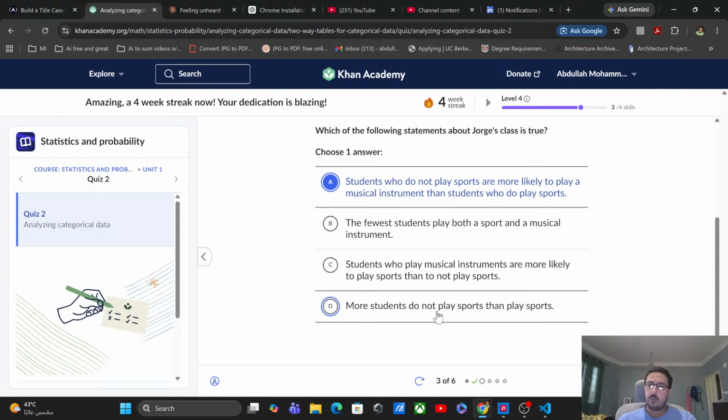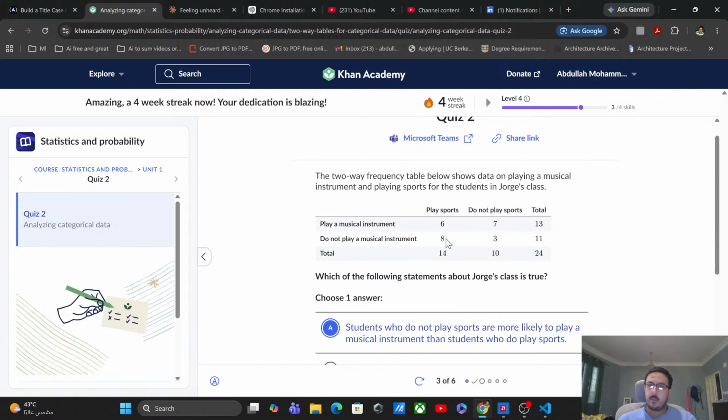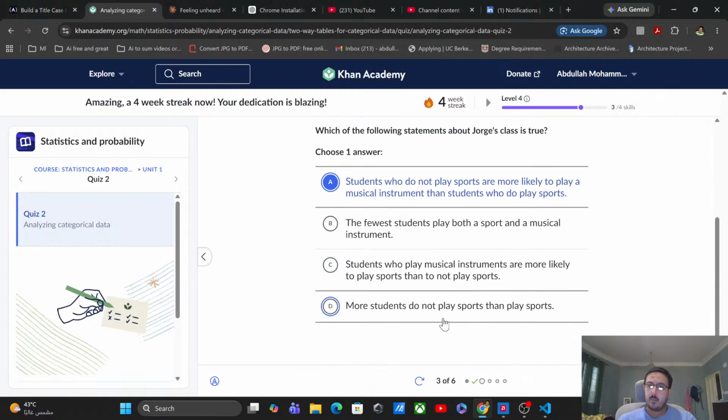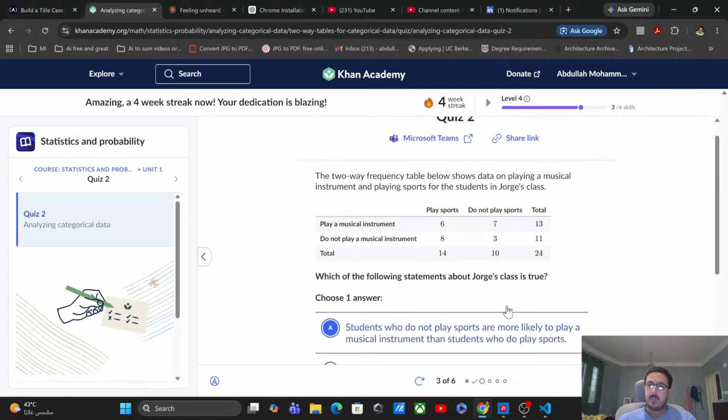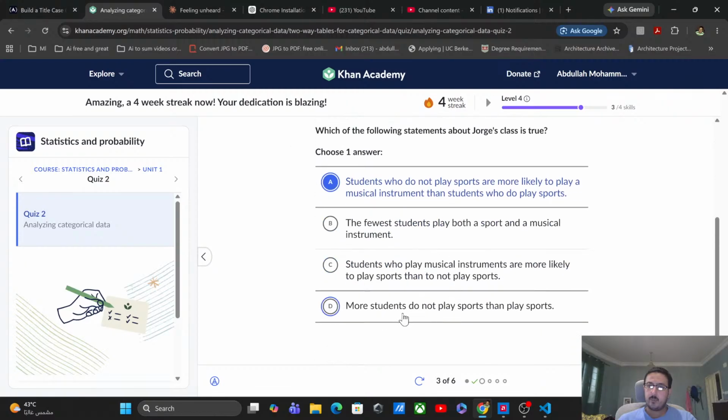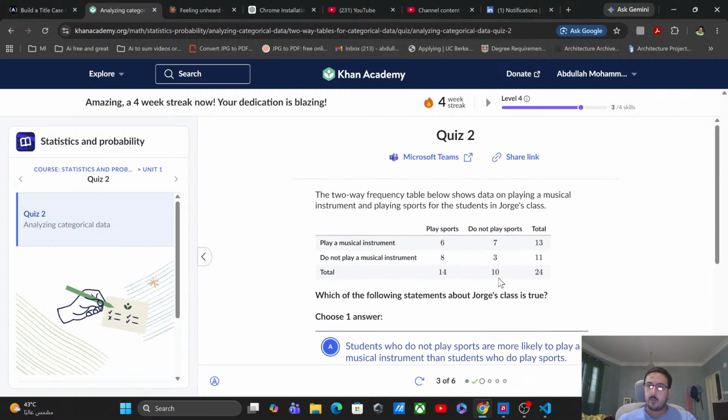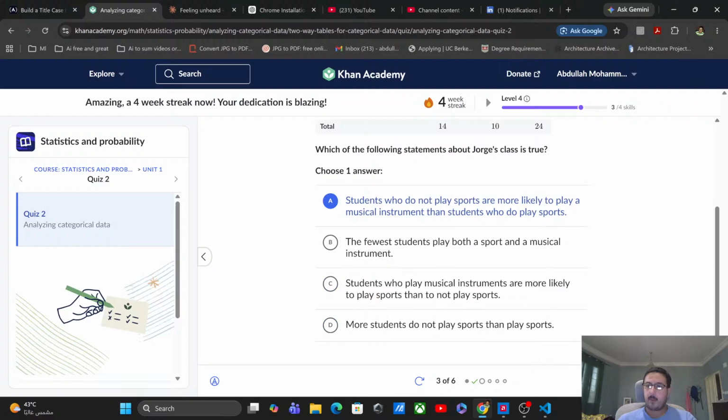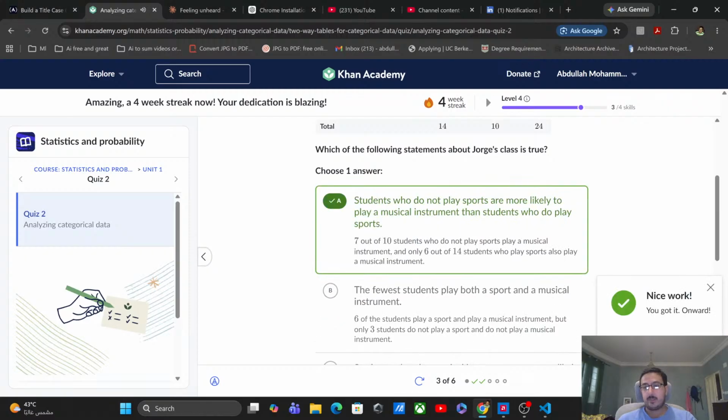More students do not play sports than play sports. Play sports are 14, do not play sports 10. That's not correct.